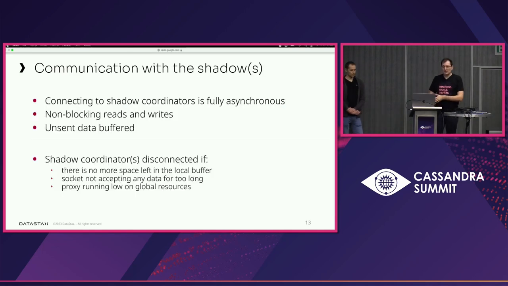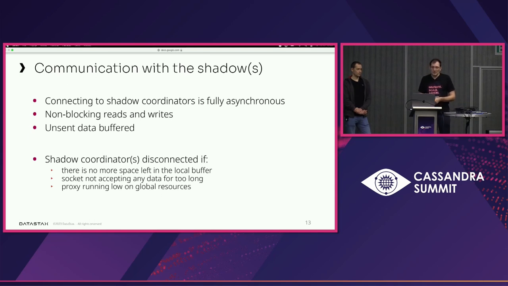As for the communication with the shadows, I said that this must not interfere with the primary traffic. So for example, when we are connecting to shadow coordinators, we are doing that in the background. Until the shadow coordinator confirms the connection, we are simply buffering all the data on that connection for it. Of course, if the buffer ever gets completely filled, so we reach some limit, then we drop the shadow connection, because we cannot continue to buffer more data. We don't want to kill the proxy.